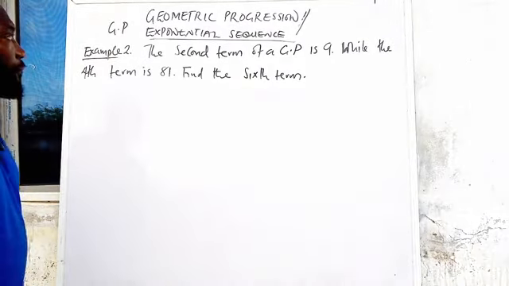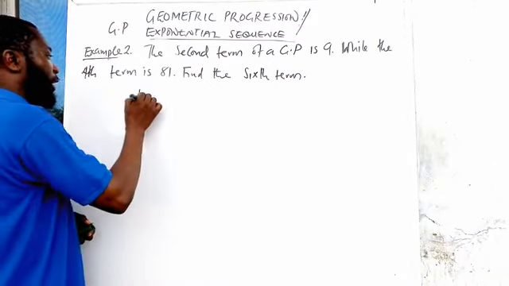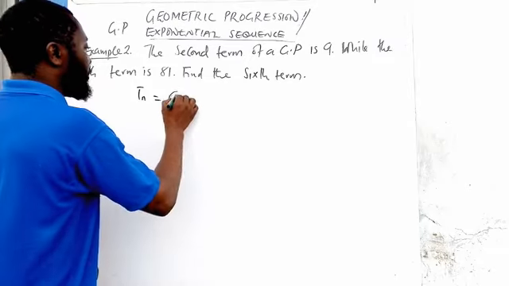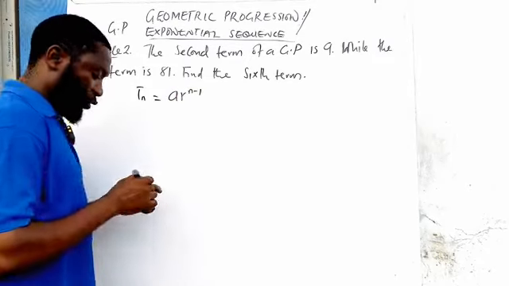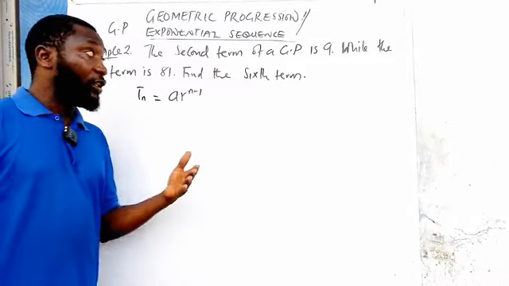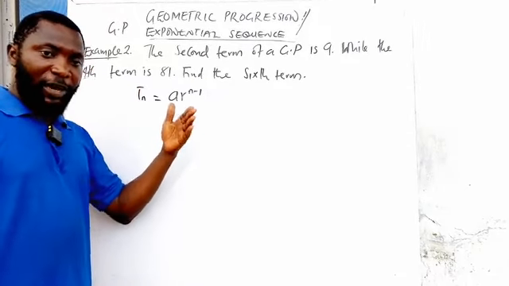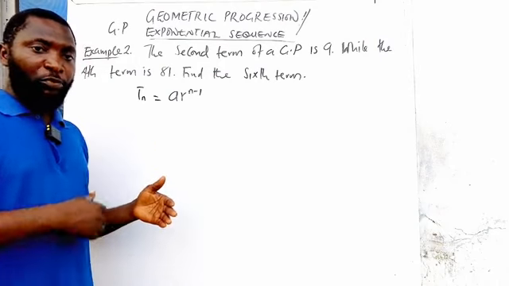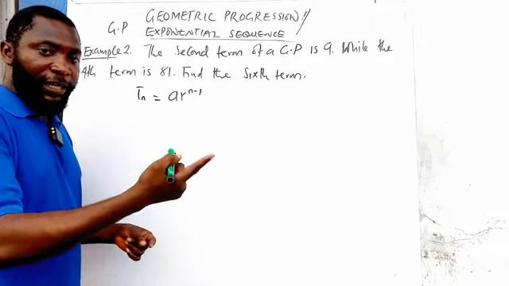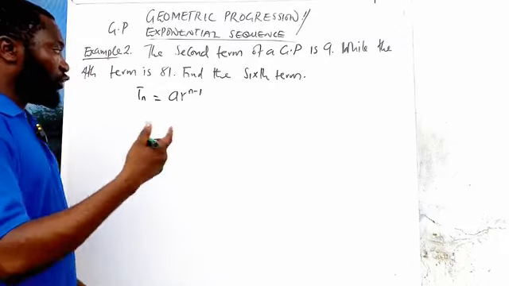So from the definition, we know that the nth term of a geometric progression is given as ar^(n-1). Don't forget, a geometric progression is also known as the exponential sequence. Each term is generated by multiplying by a number, which we call the common ratio, or you divide by a number, which is also called what? Common ratio. That is how we generate a geometric sequence.